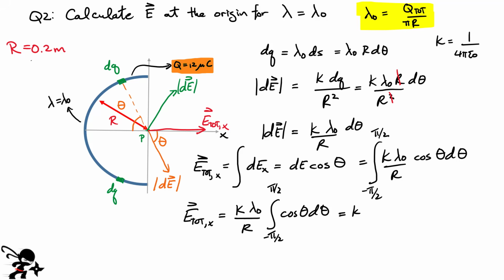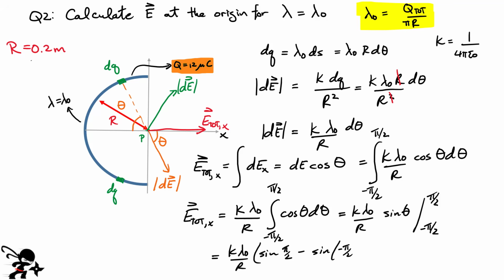So we have K, lambda 0 over r. This is sine of theta, and this is pi over 2, minus pi over 2. You substitute our limits here. K lambda 0 over r. This becomes sine of pi over 2 minus sine of minus pi over 2. Each one of these, well, this guy here is 1. Let's put that in a different color here just so it sticks out.